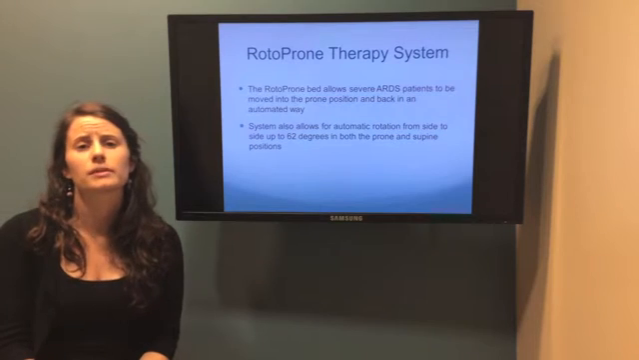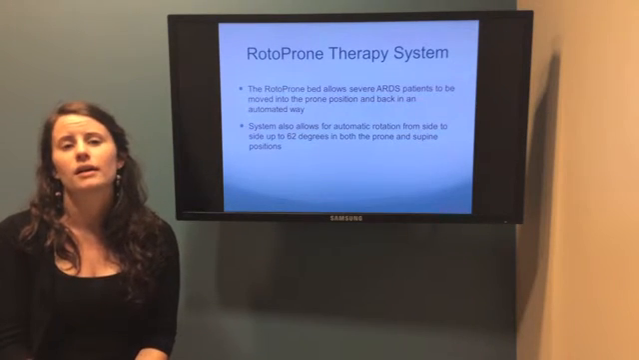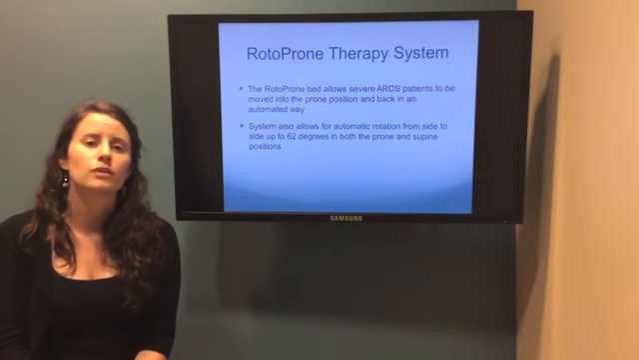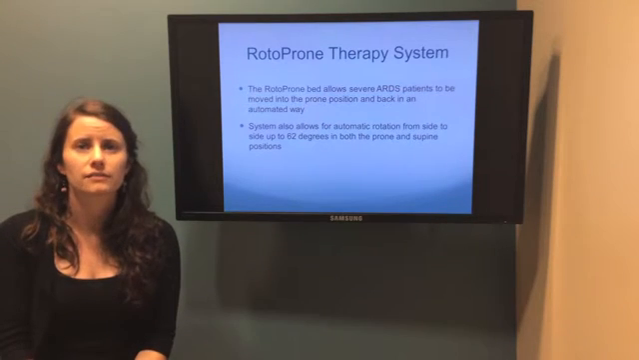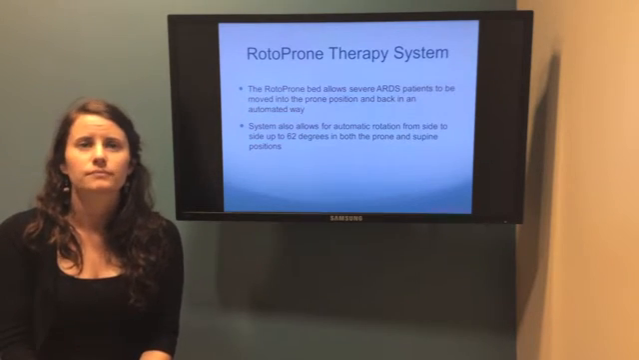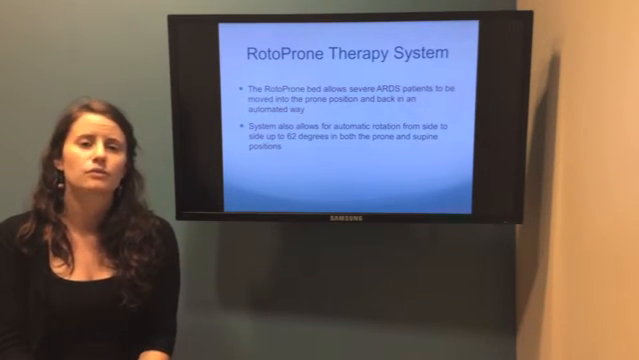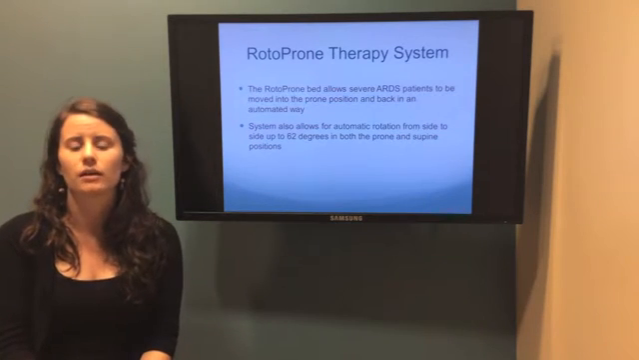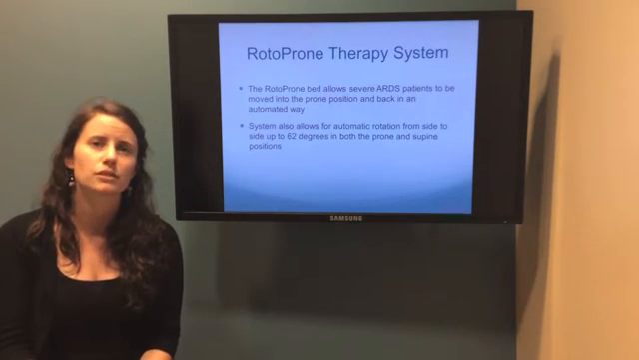The rotoprone therapy system was developed to help move patients into the prone position more effectively. And it allows for ARDS patients to be rotated into prone in an automated way. The bed also allows for side-to-side rotation when supine and when in the prone position.